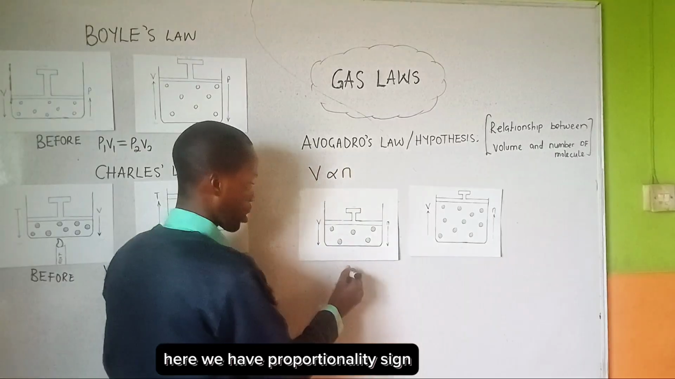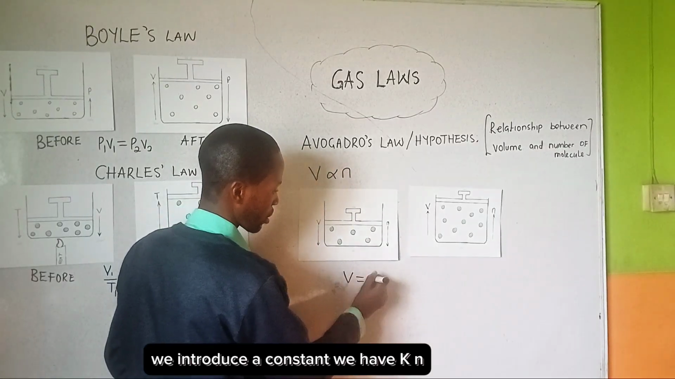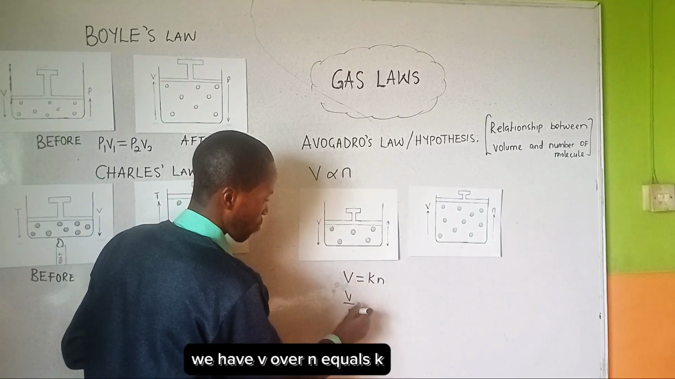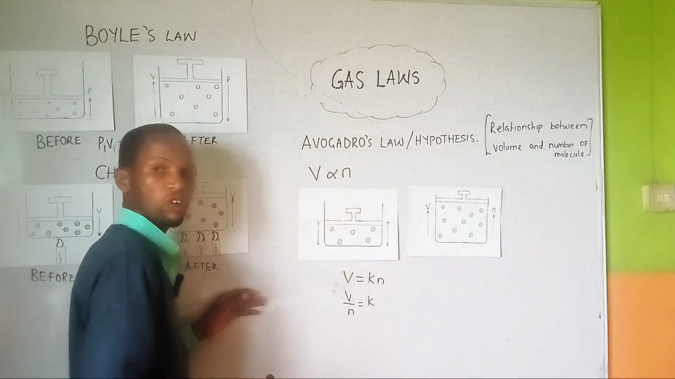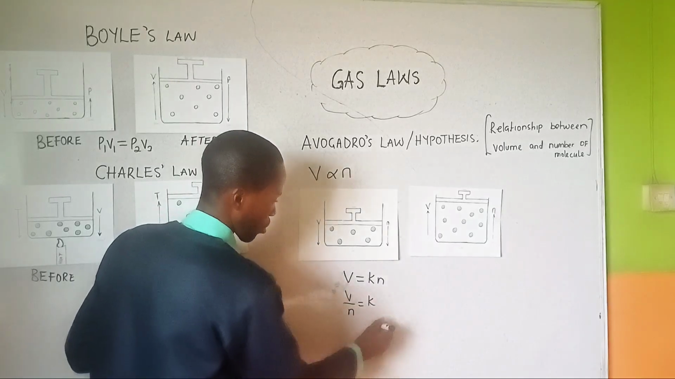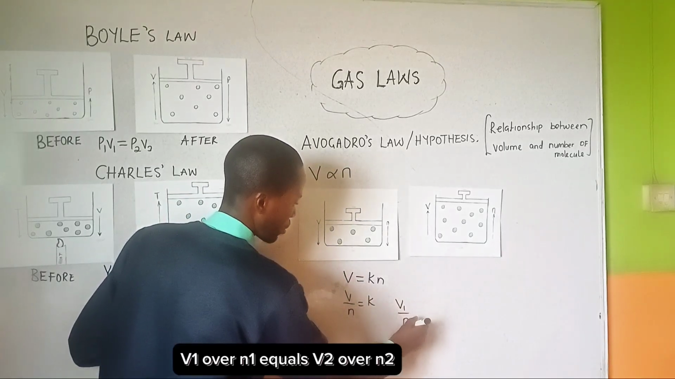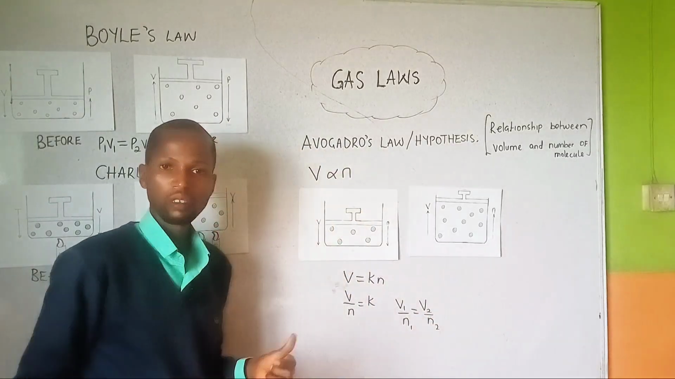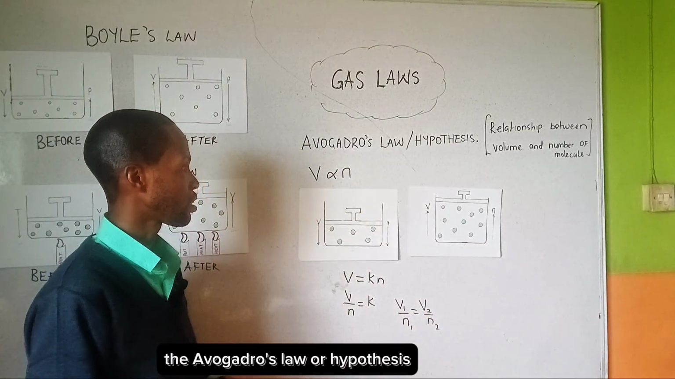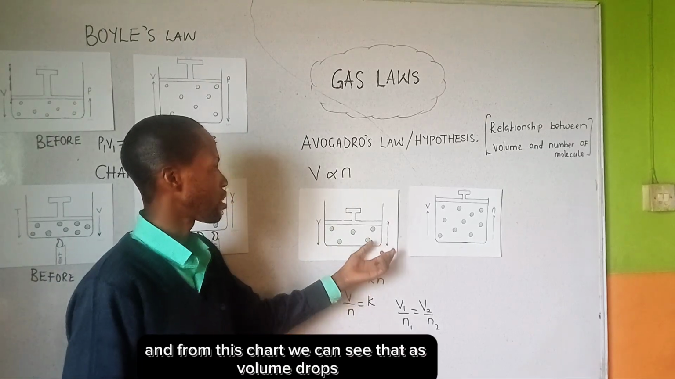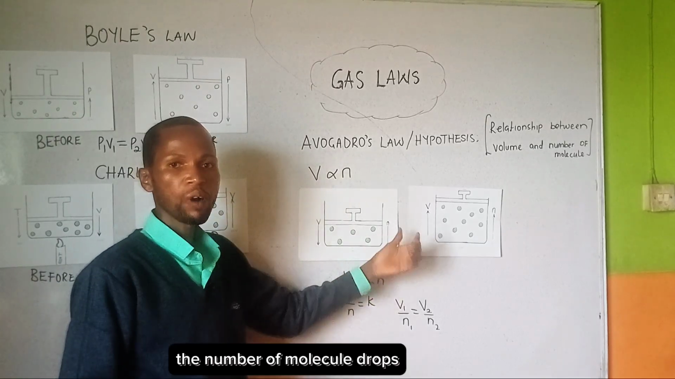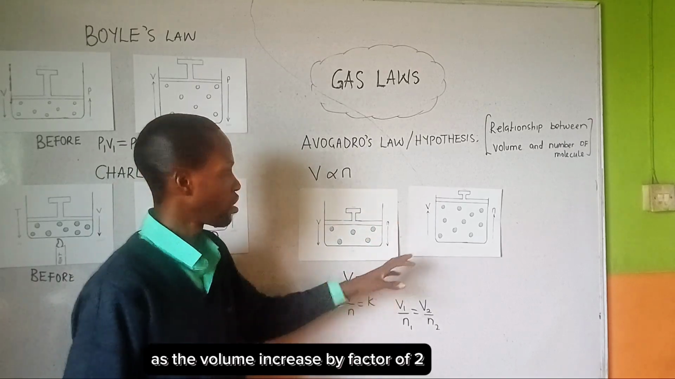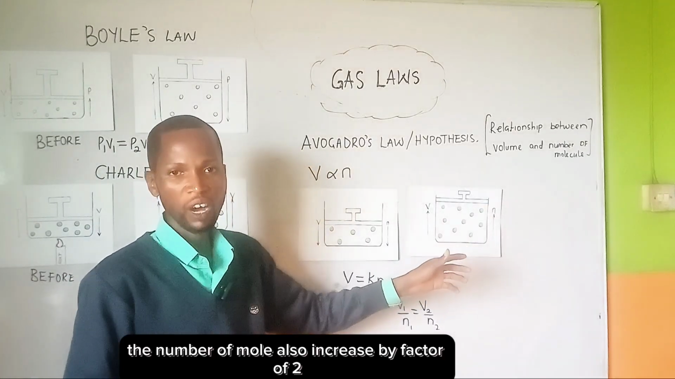Here we have the proportionality sign. We introduce a constant, K. Make K the subject of the formula. We have V over N equals K. For a series of experiments, V1 over N1 equals V2 over N2 for Avogadro's law or hypothesis. And from this chart, we can see that as volume drops, the number of molecules drops. As the volume increased by a factor of 2, the number of moles also increased by a factor of 2.